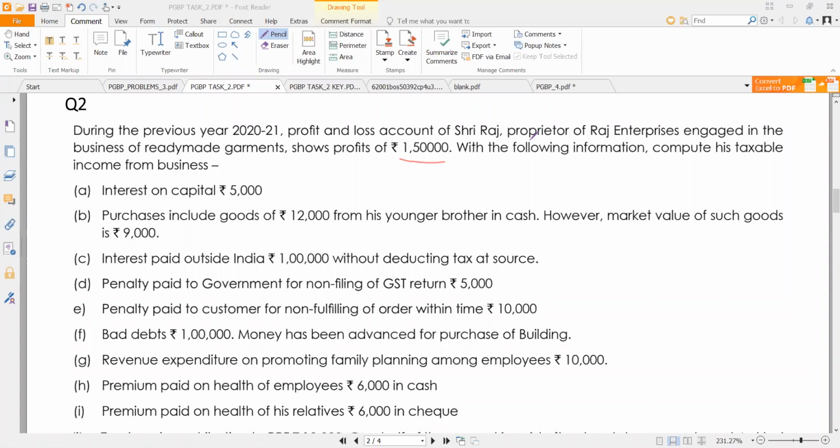One line would have concluded this chapter. But that is not the case. We have so many provisions, so many sections which tell us whether a particular expenditure is deductible or not. They have to be applied. On top of them, 43B has to be applied. Is that clear?